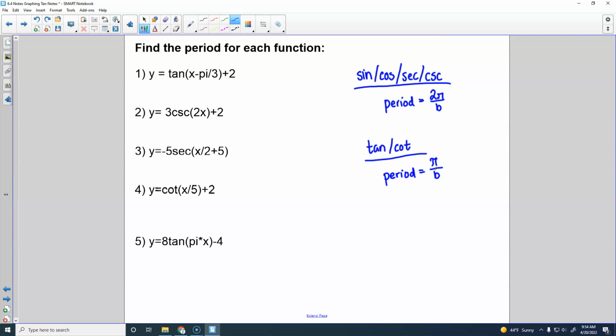So for secant and cosecant, we don't do anything differently than we did for sine and cosine. But for tangent and cotangent, because the basic period for tangent is only pi instead of being 2 pi, we have to do pi divided by the b value. So whenever I am looking at number 1, I've got tangent. Right here is my variable. I've got my x right here. I do not have a number in front of that x, so my period for this would just be pi.